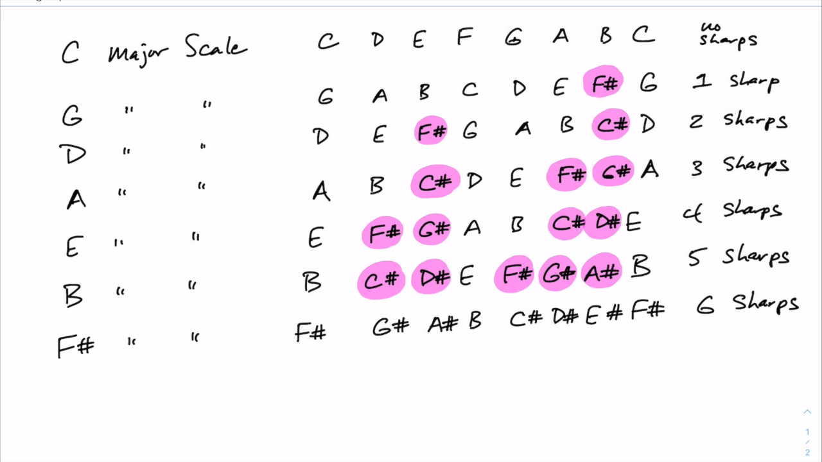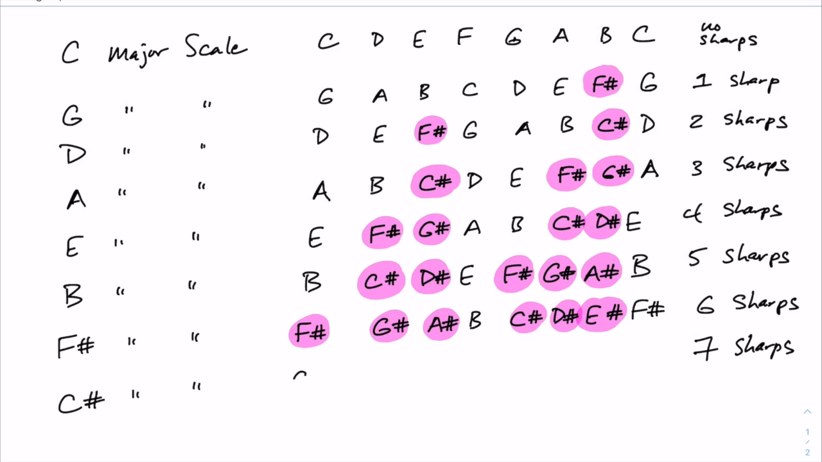By the way, I don't want to count F sharp twice. So if I'm highlighting the sharps, I'm going to highlight 1, 2, 3, 4, 5, 6. And I'm not going to highlight that last F sharp because that would make it look like there's 7 sharps and there really are only 6. And what's the 5th note of the F sharp major scale? C sharp. So the C sharp major scale contains 7 sharps.